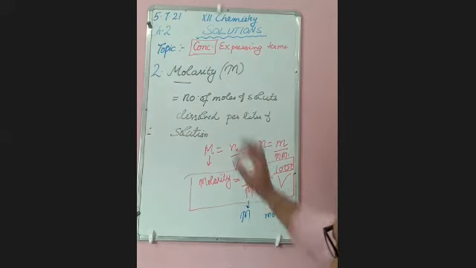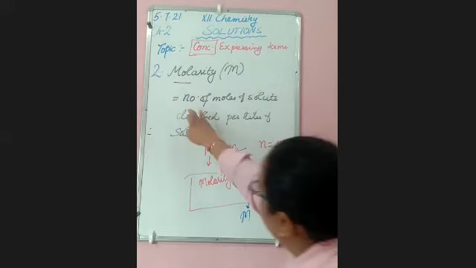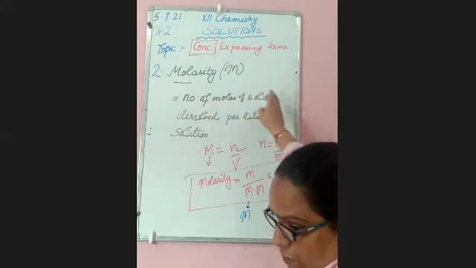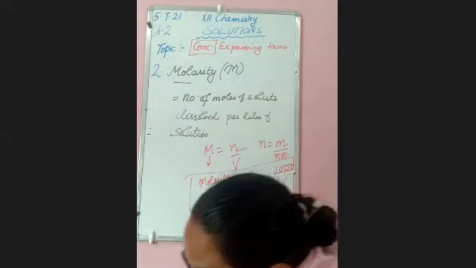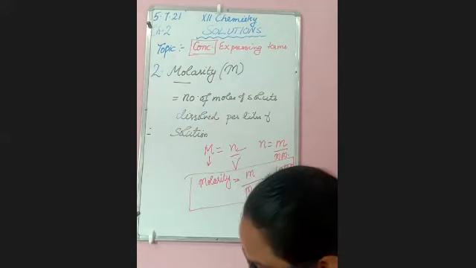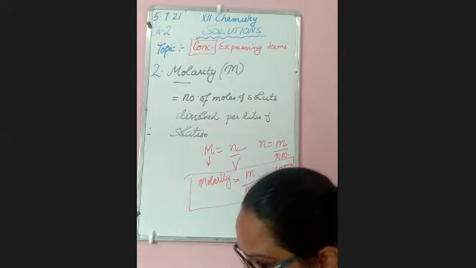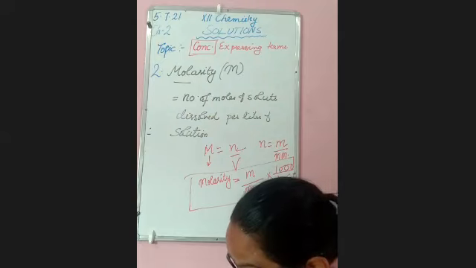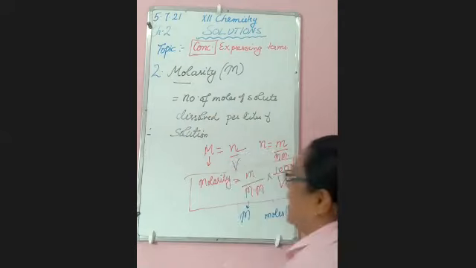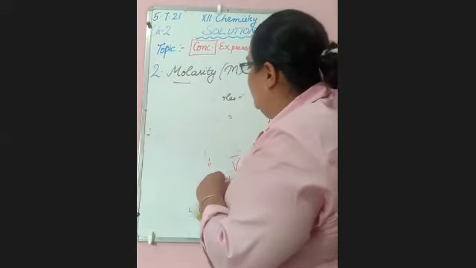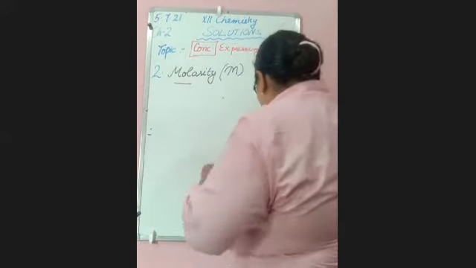Molarity is the number of moles of solute dissolved per liter of solution, which means in 1 liter, how many moles of a particular solute are present. It is your molarity, and it is represented by capital M.